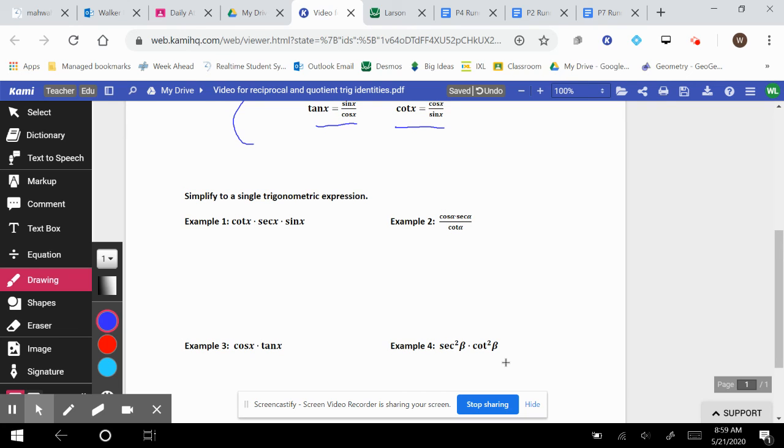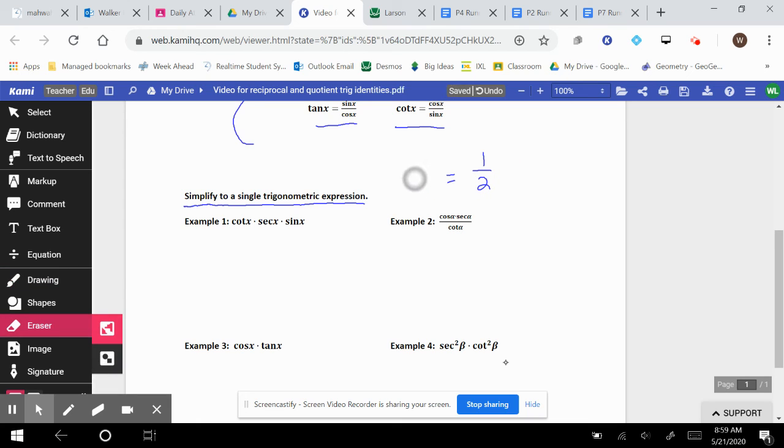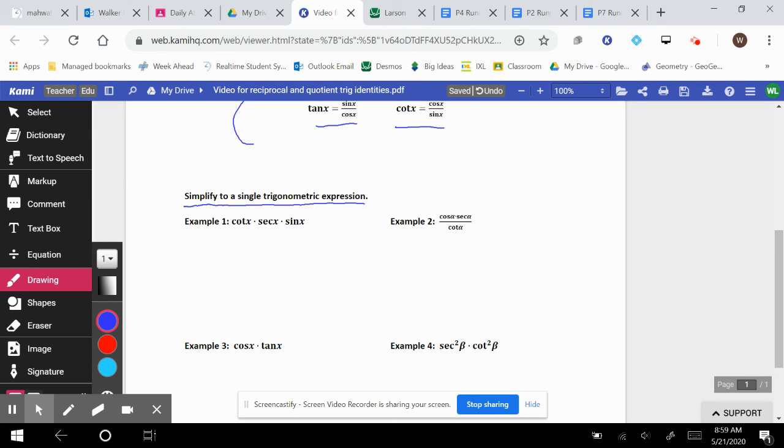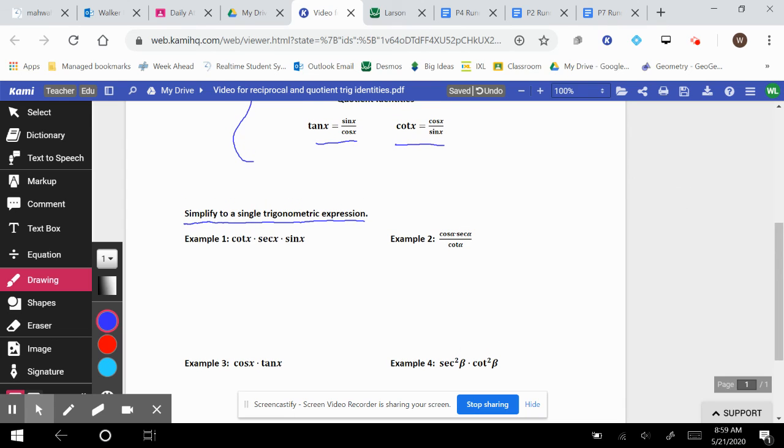So first, the directions are simplify to a single trig expression. So first off, simplify. You're not changing the value of any of these, you're just changing the way that they look or simplifying them. It's like how 2 over 4 gets reduced to a more simplified form of 1/2. Okay, that these trig functions and these expressions that we're dealing with here can be rewritten in a more simple form. Okay, so here are basically the 3 steps you're going to take to solve these problems.